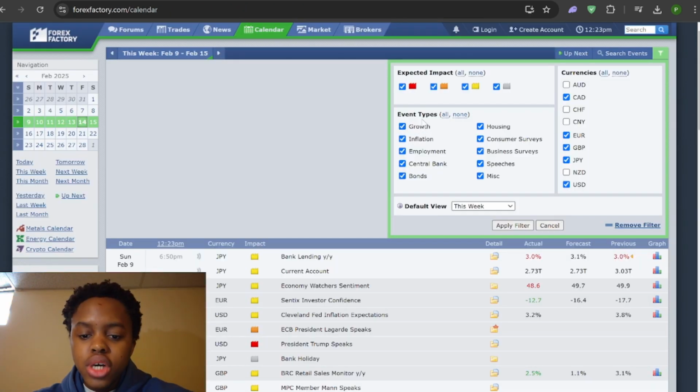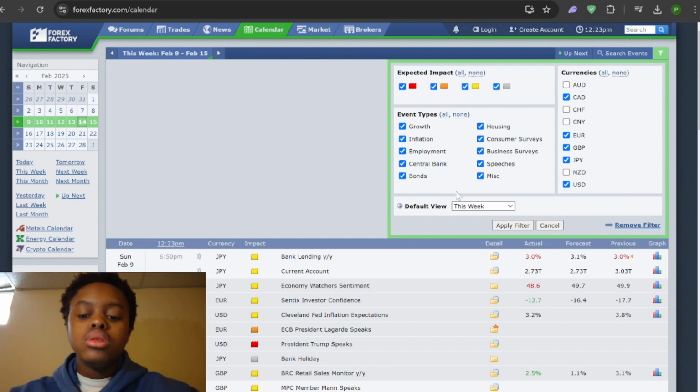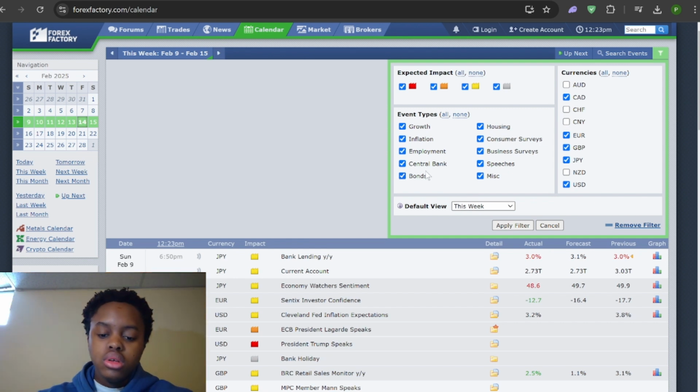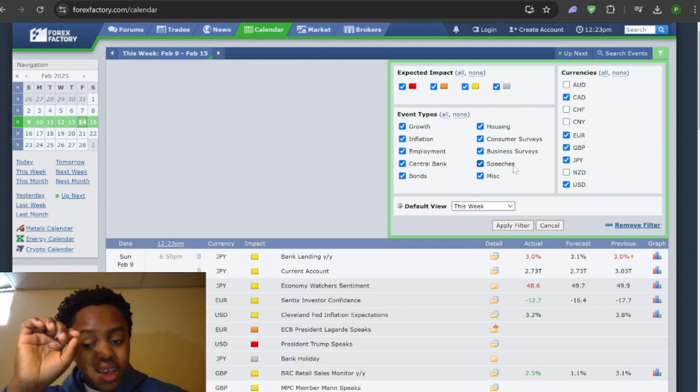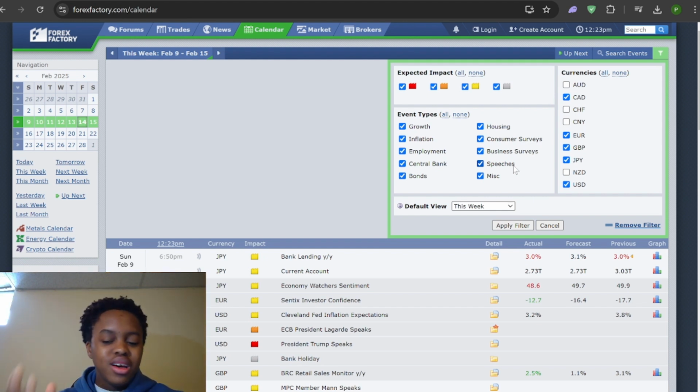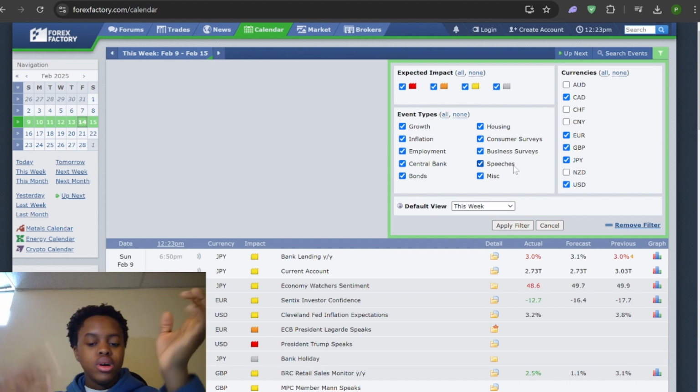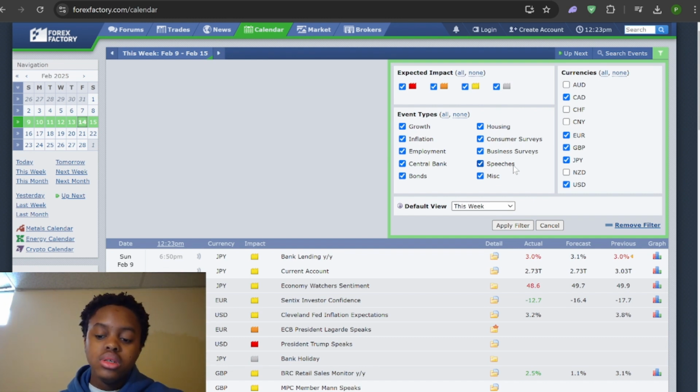So what event types do you want to have? You press growth, inflation, employment rate. They literally just show you news on the countries' particular news points. Like the central bank's news, the employment rate, housing rates, consumer surveys, business surveys, and speeches, especially for Jerome Powell, because you've probably seen the trend. When someone says good afternoon, the price goes up and down, it goes crazy. So these are the speeches you need to see, Jerome Powell in particular for FOMCs.